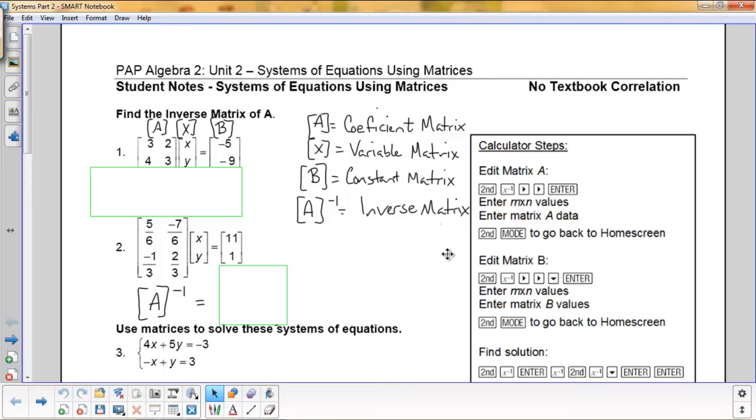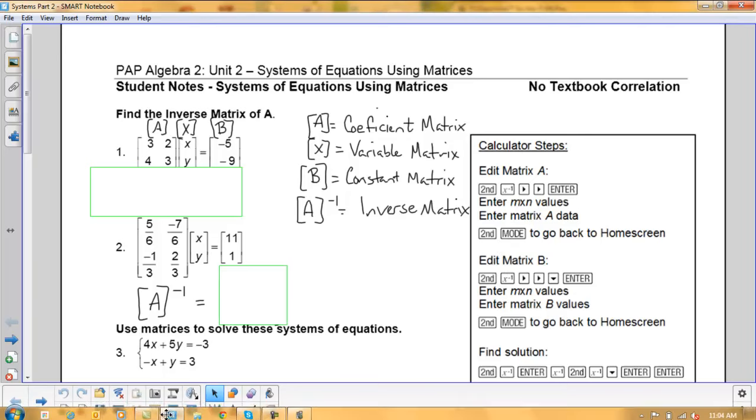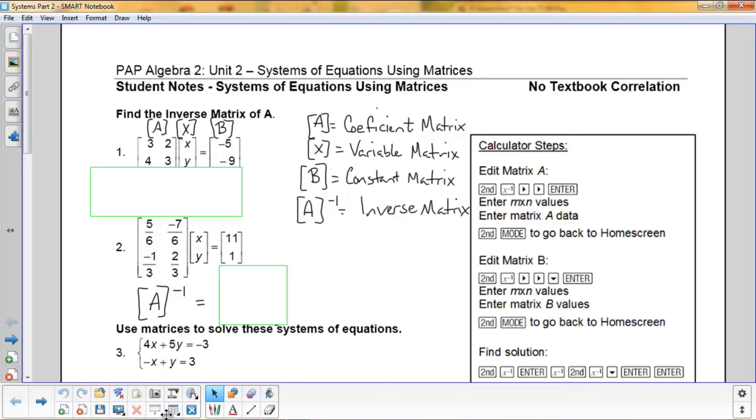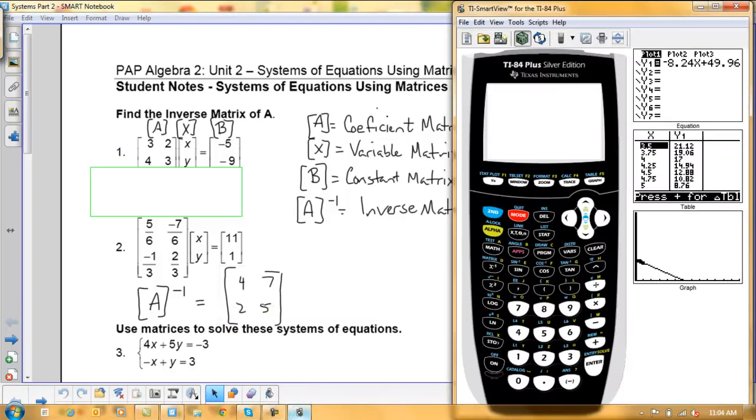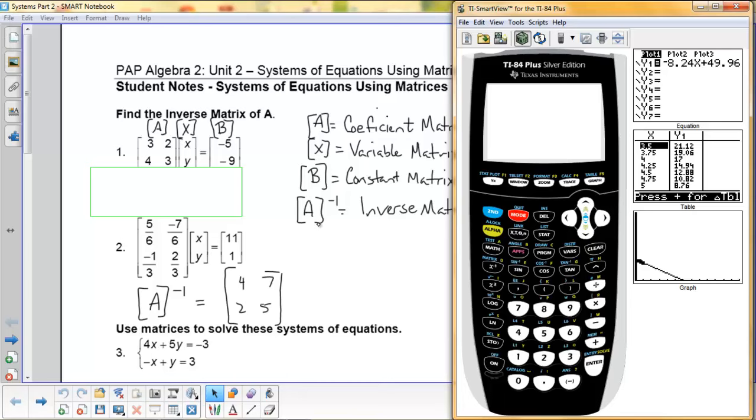Now, all we need to do to find our inverse matrix is to go ahead and follow these keystroke patterns here, and we'd be able to figure that out. So what I want to do next is bring up the calculator so you guys can see exactly what it is that you need to do when the calculator is being used to solve matrices. So you're going to want to follow through these keystrokes so you can see exactly what's happening with the calculator.